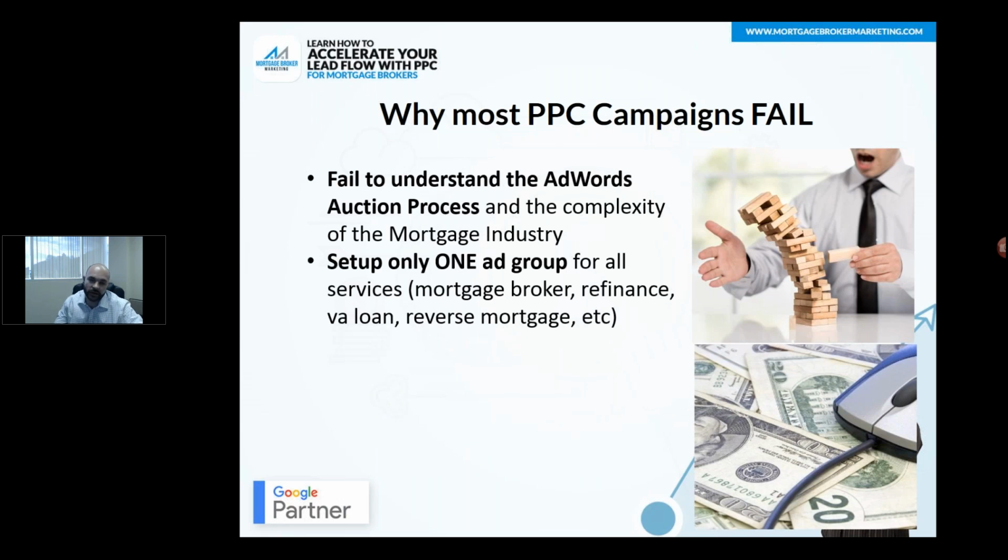And another big mistake is setting up one ad group with all the services, with all the loan programs, all the different terms like mortgage broker, refinancing, purchasing, reverse mortgages, and then sending all that traffic to the homepage, which I kind of already talked about. And again, that's setting a campaign up for failure.